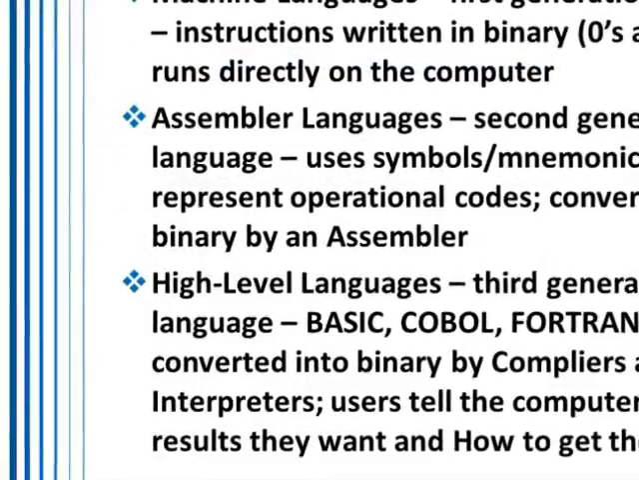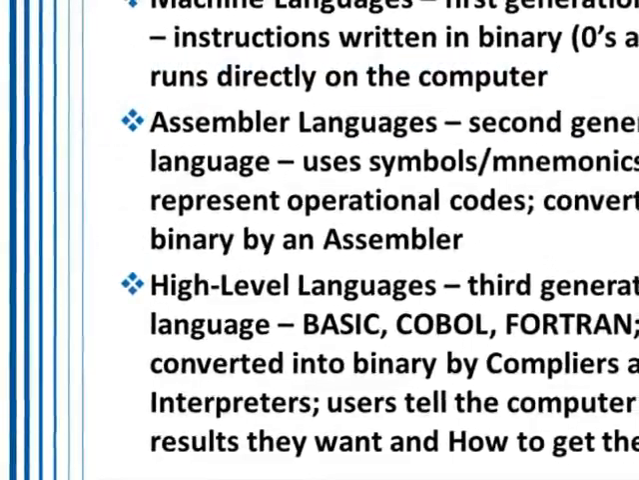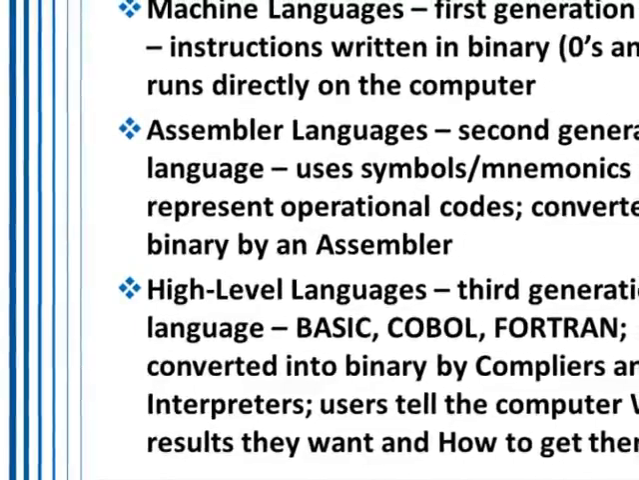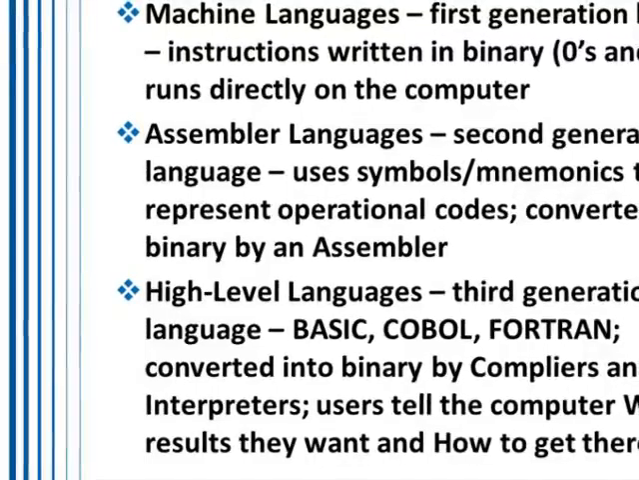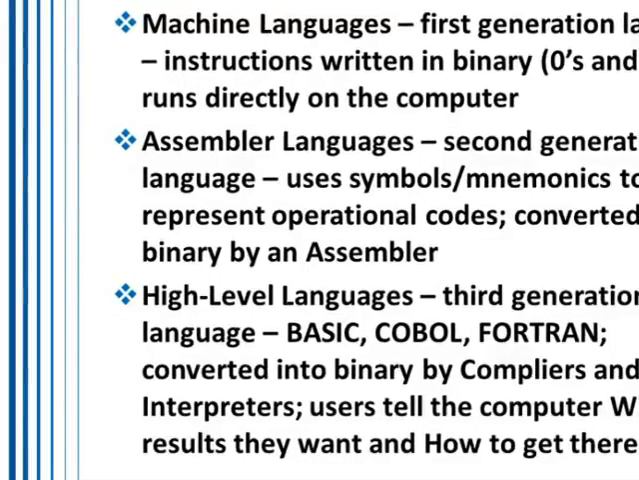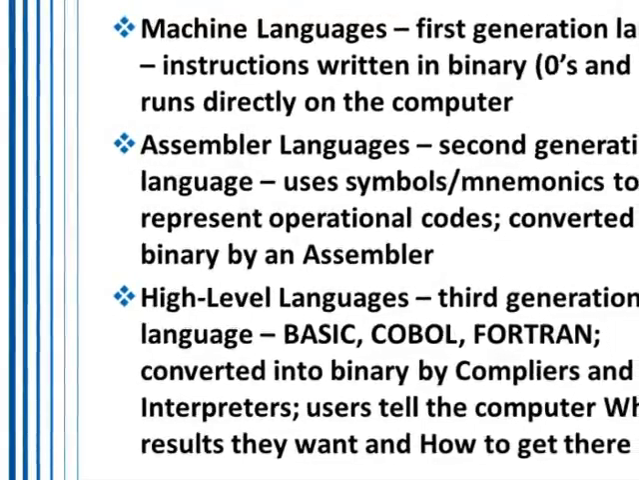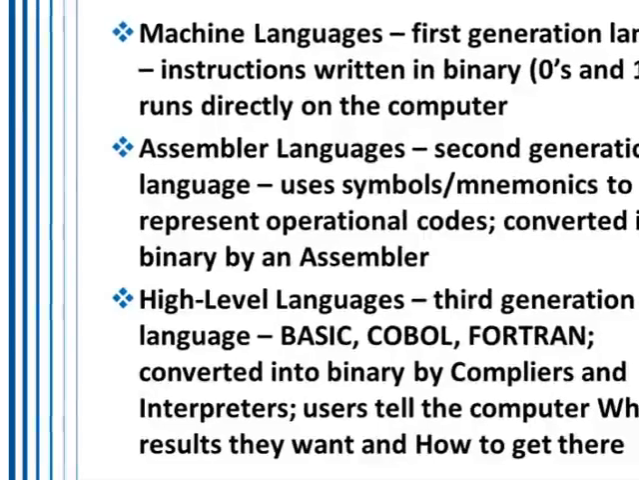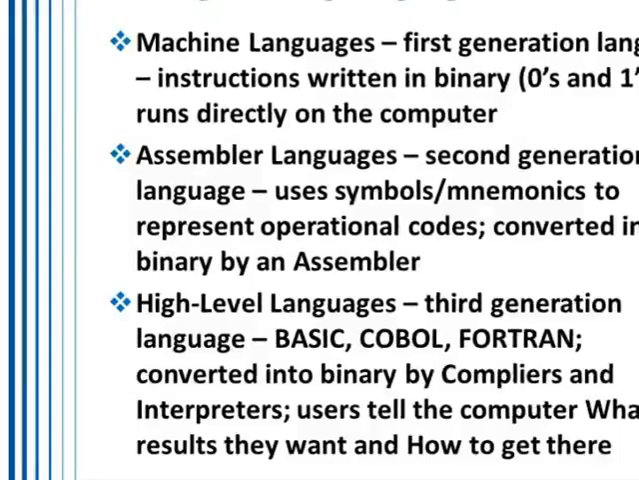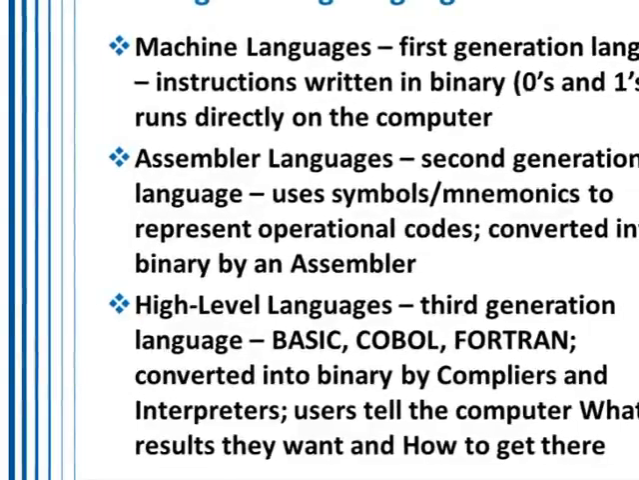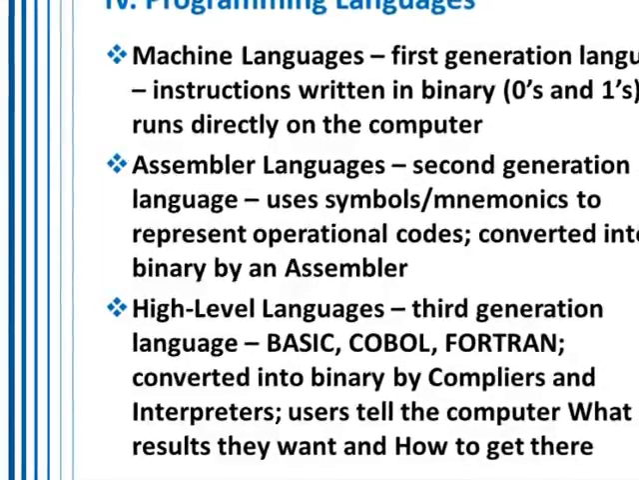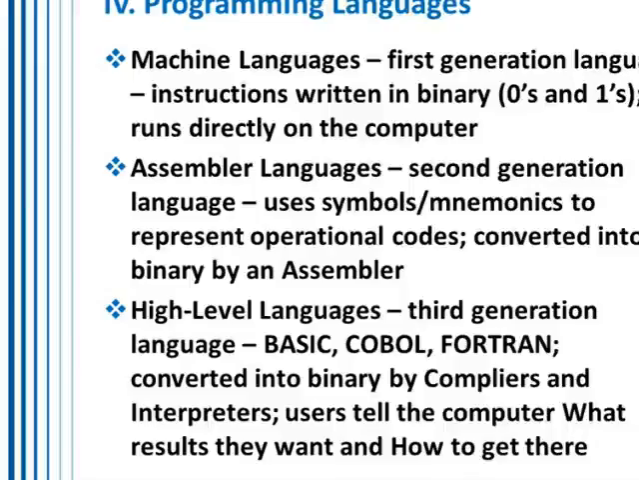One of the primary purposes of an operating system is to convert all instructions into machine language. Machine language is instructions that are written in binary code, a series of ones and zeros, and that runs directly on the computer processor. Right above machine language is assembler language. This is called a second generation language, and it uses symbols and mnemonics to represent operational codes that then are converted into binary by the assembler, and that conversion converts assembler into machine language.